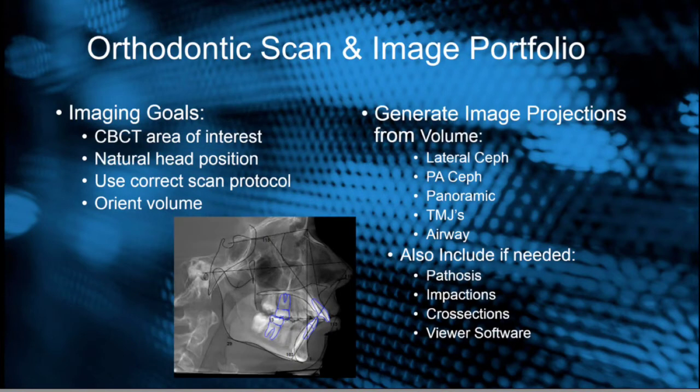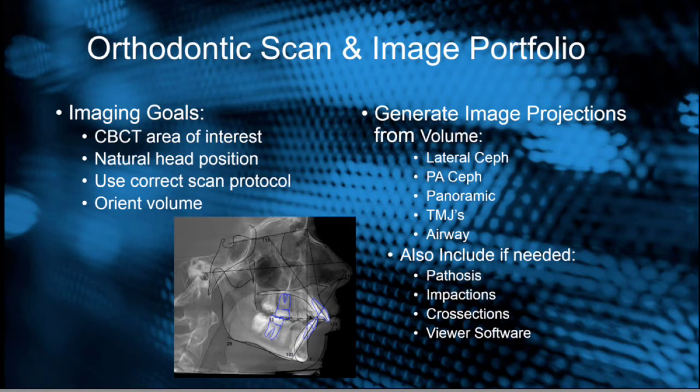So when we talk specifically about an orthodontic scan and image portfolio, we have to understand the goals of our scan. And we need to have the cone beam CT capture the area of interest. In this case, it might be from soft tissue glabella, tip of nose, chin, the ear canal, sella. We need to capture the entire area of interest. Often we use head position as a natural head position, just depending on what your particular needs are.